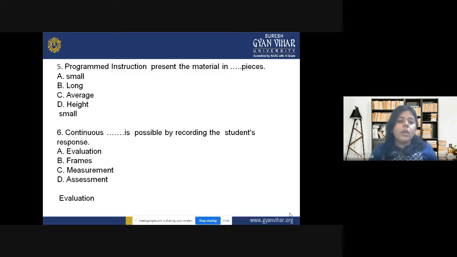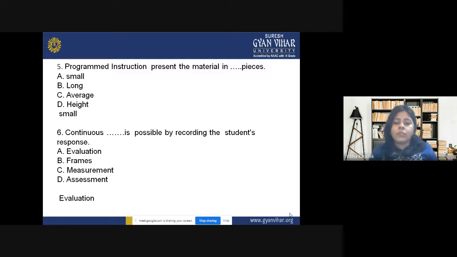Now the sixth one: continuous dash is possible by recording the student's response. So by recording the student responses, what type of dash has been done? So the options are A evaluation, B frames, C measurement, or D assessment. So these are the choices, students.